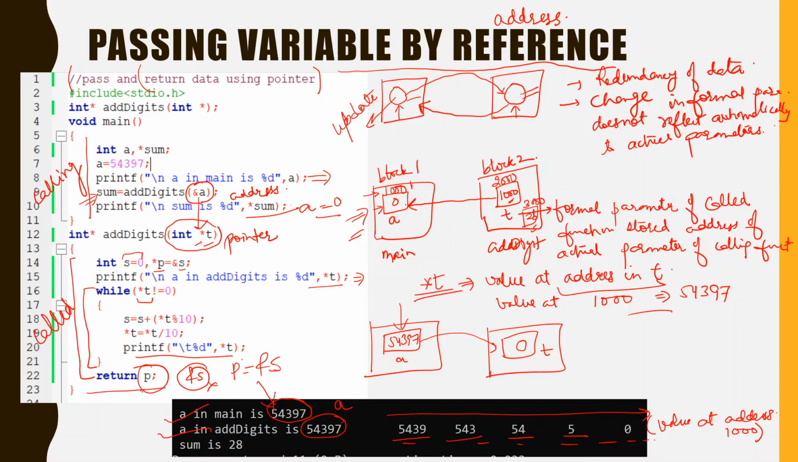So this sum is also a pointer available here. This sum is a pointer of integer type. Suppose it has address 4000. As p equals ampersand s, what is ampersand s? Ampersand s is 3000. This 3000 is returned to this sum. So this sum now stores 3000.